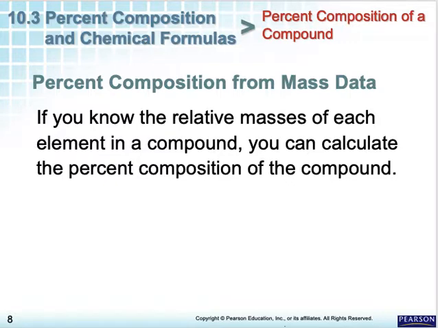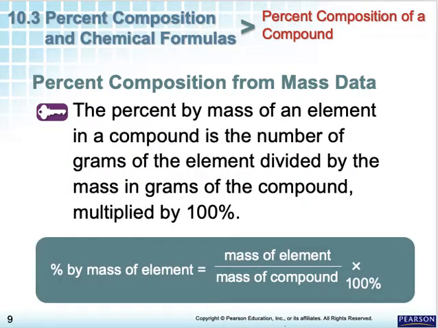If you know the relative masses of each element in a compound, you can calculate the percent composition. And you know those masses by using the periodic table and multiplying the subscripts by the mass on the periodic table. So, percent by mass of any element would be the mass of the element divided by the mass of the compound and then times 100%.